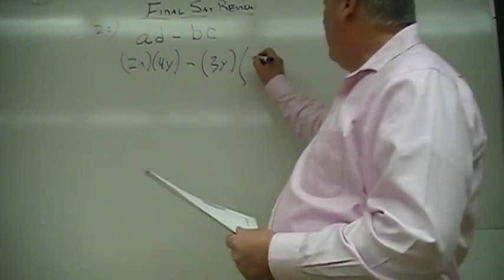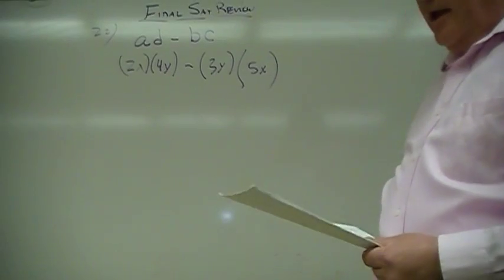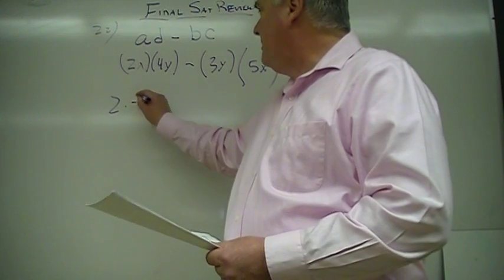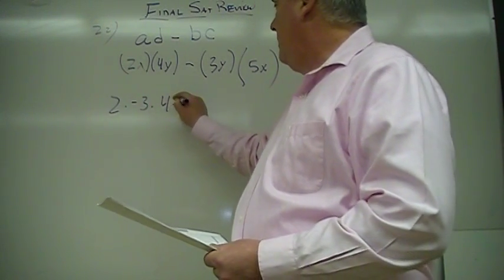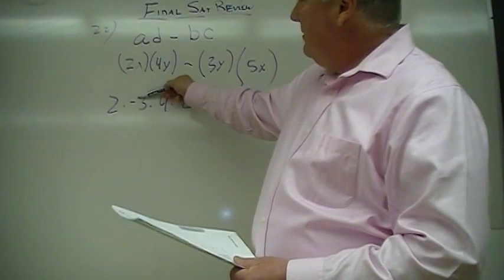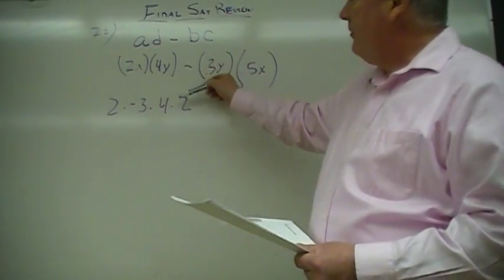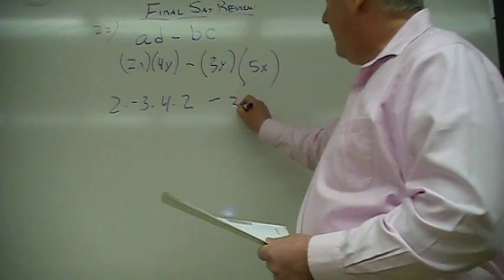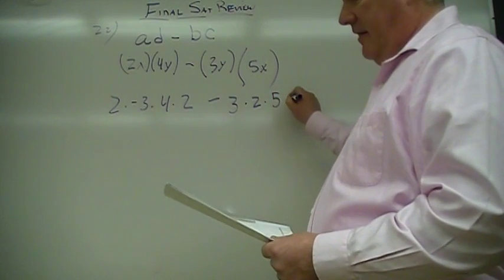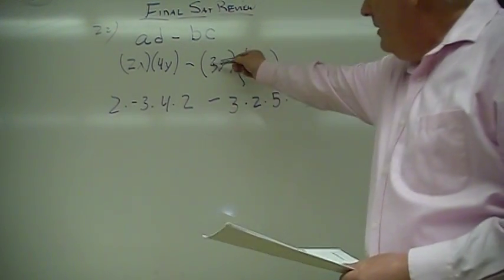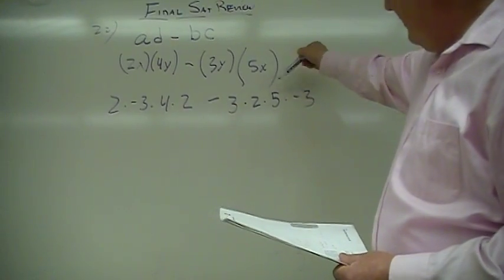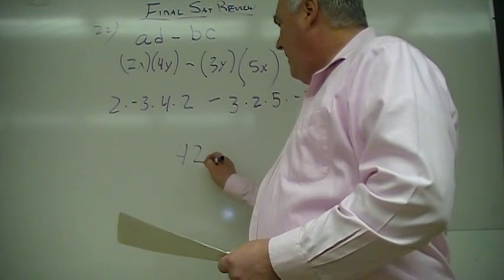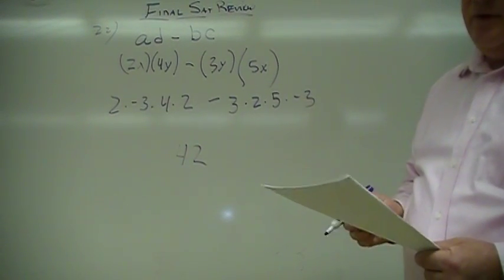and then times 5x. And then we substitute in for x, so we end up getting 2 times negative 3 times 4 times 2 minus 3 times 2 times 5 times negative 3. 3 times y times 5 times negative 3. When you do all that and you do the math, you will find out that your value becomes 42.